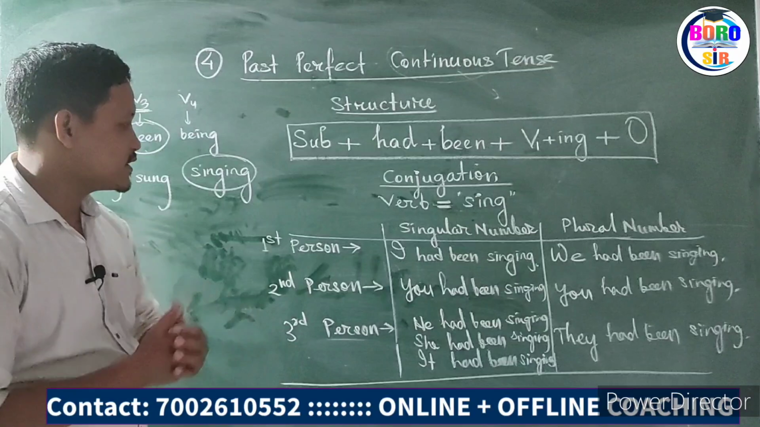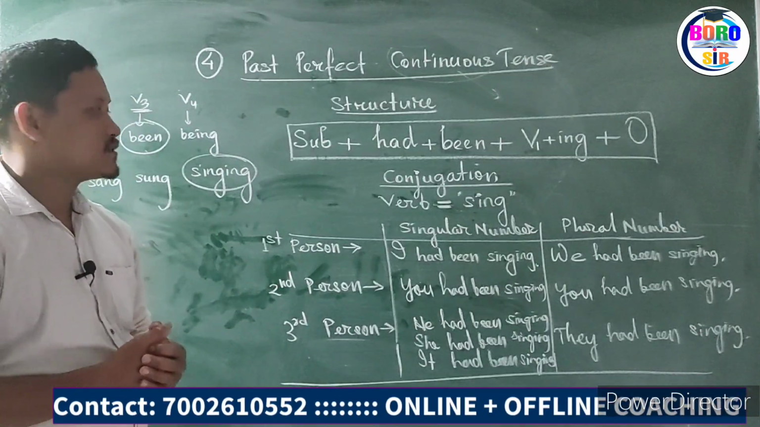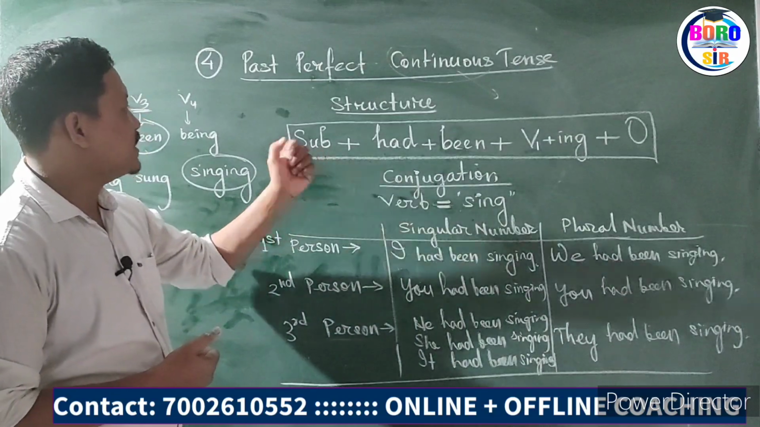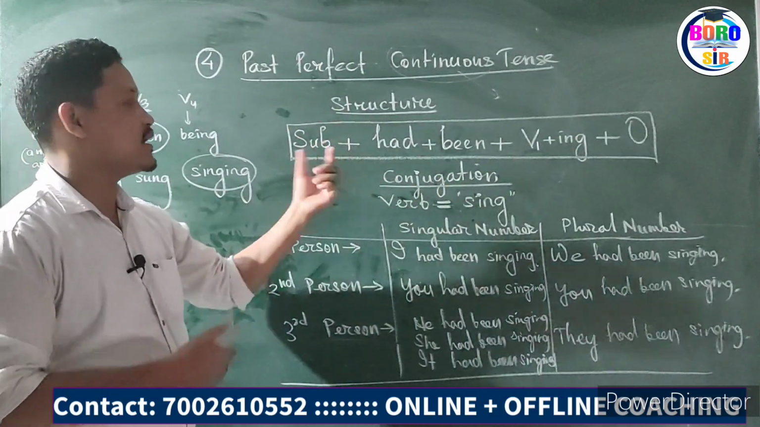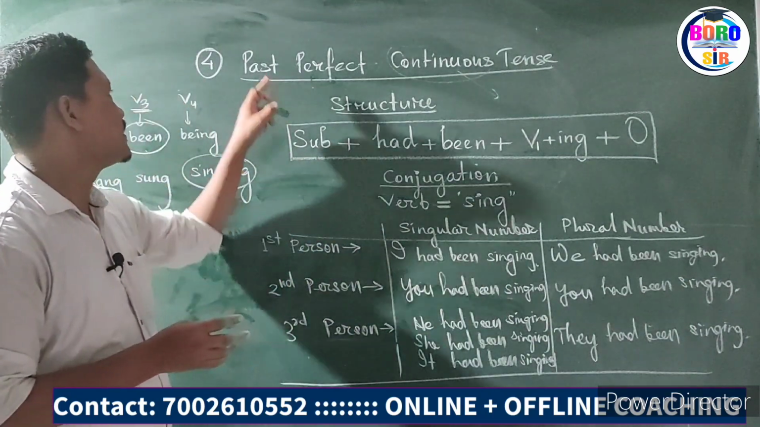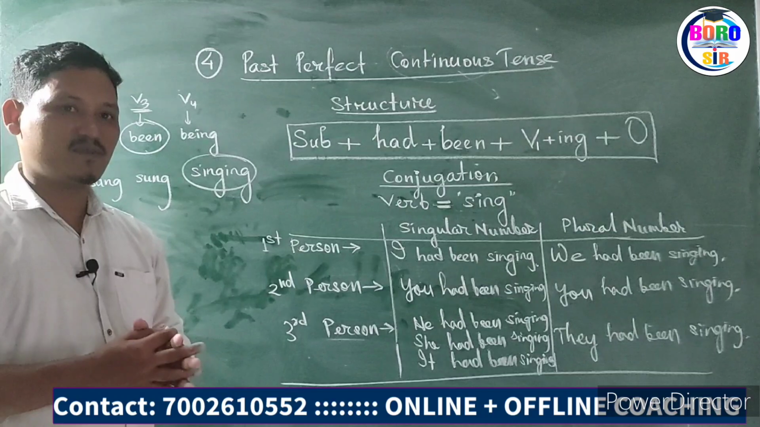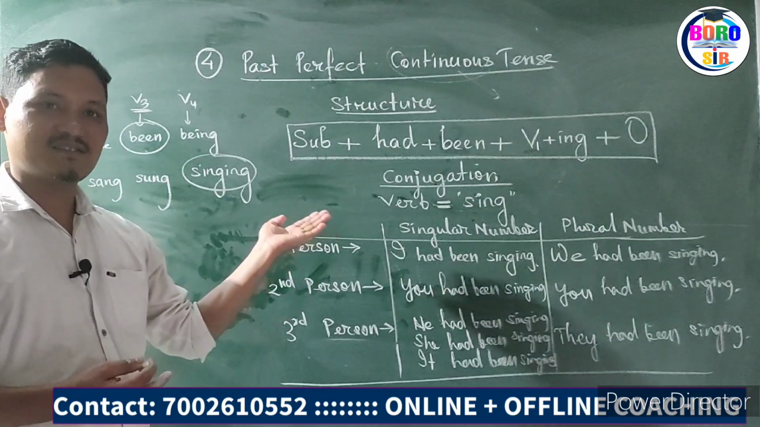So I think that you have understood how to do the conjugation, right? So if you remember or memorize this structure, then you will be able to construct any sentence in past perfect continuous tense. So with that I come to the end of this class. Thank you.